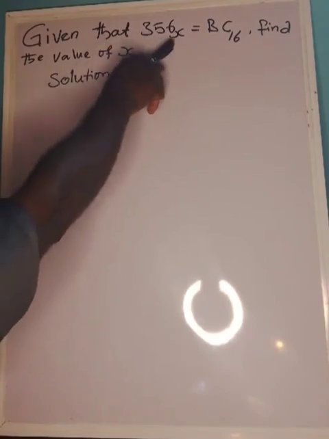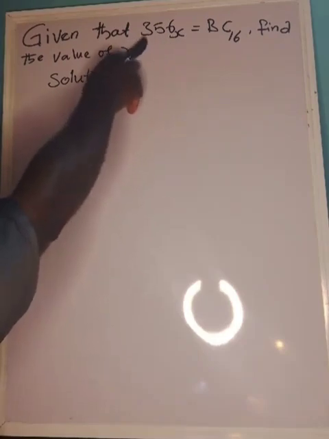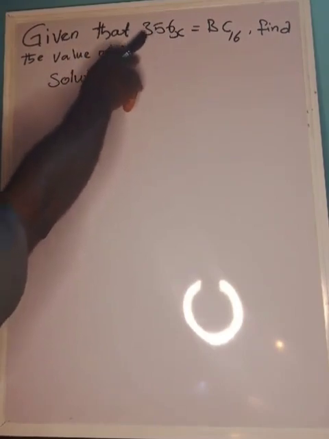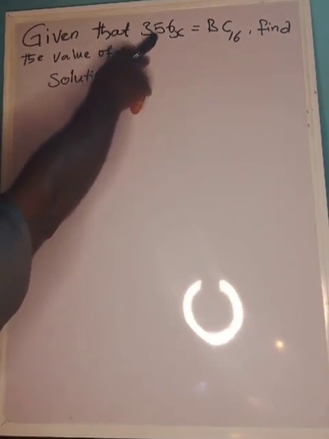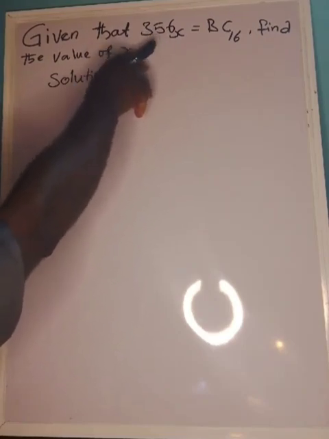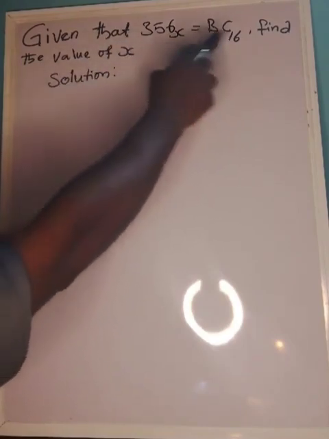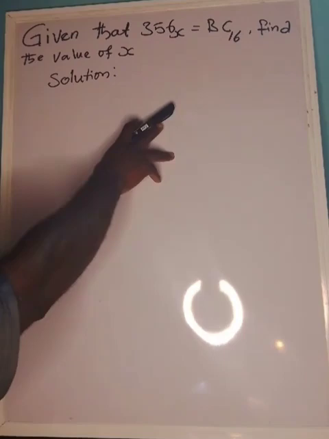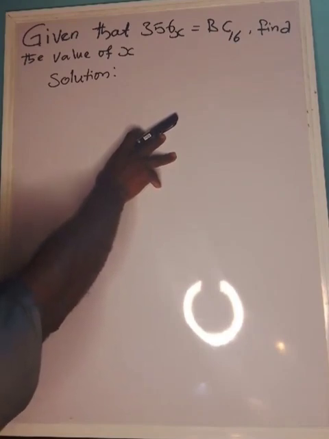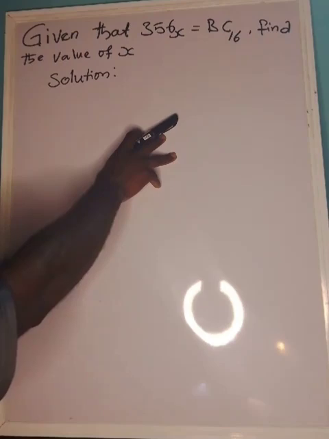Until you solve for x and know the value of x, that is when you will know the place value of each of these digits. For now, we cannot tell what value each of these digits would have until we solve for x. Then the other one on the right hand side is in base 16. This is a hexadecimal number. Base 16 numbers are also called hexadecimal numbers.